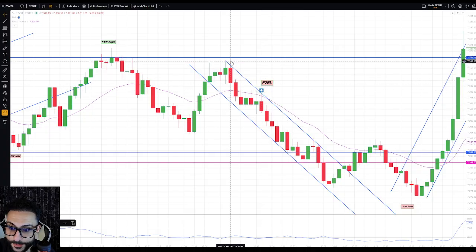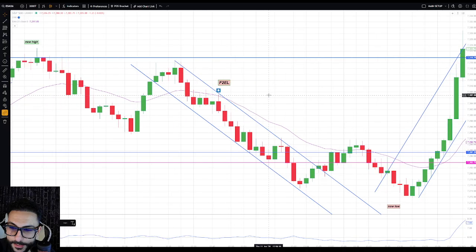So counting from this new high, we had a first entry long, right? It triggered higher than the previous candle and it failed, right? And it fails when it triggers lower, when the signal candle triggers lower. Then we had another push higher than the previous candle and it failed, right? So this was my first entry.